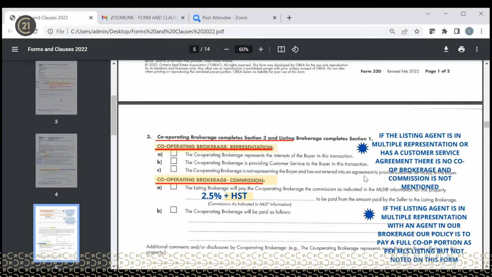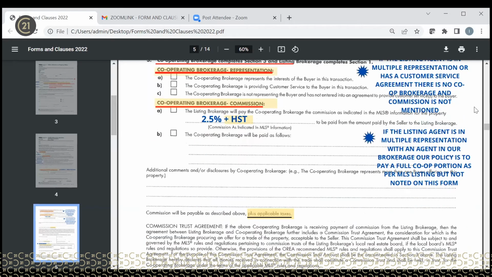We, as a brokerage, have a company policy that if the listing agent is in multiple representation with an agent in our brokerage, or the other agent is providing customer service within our brokerage, we will pay the full cooperating portion of commission as per the MLS listing.